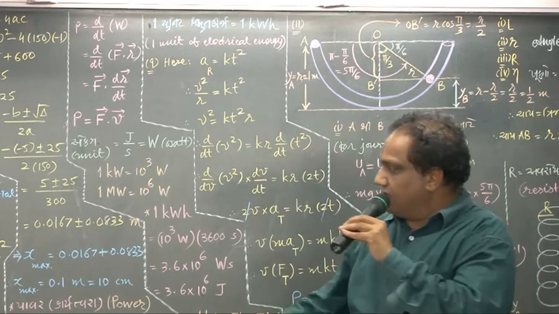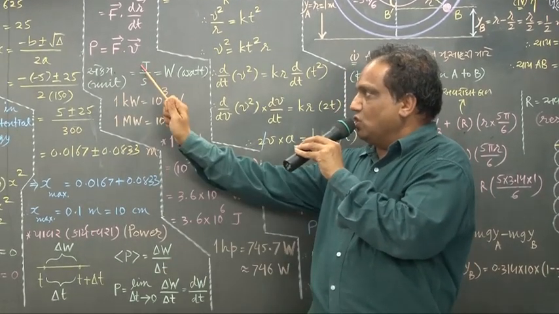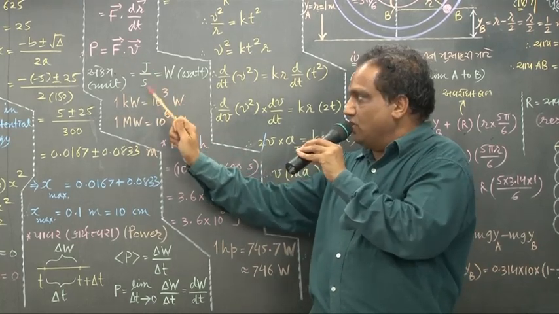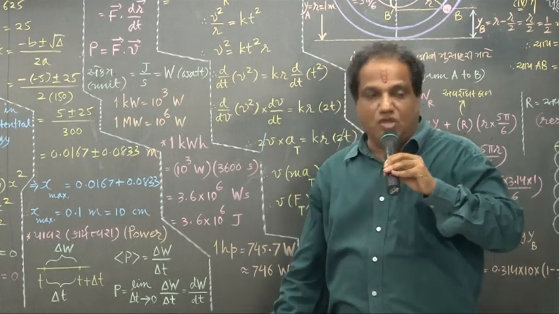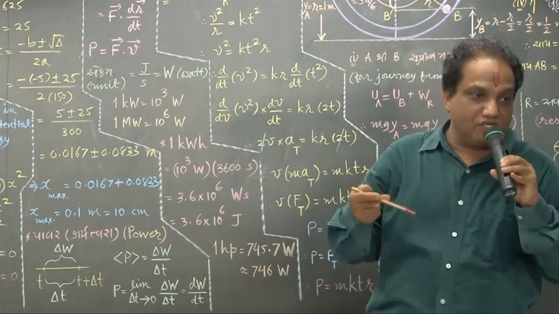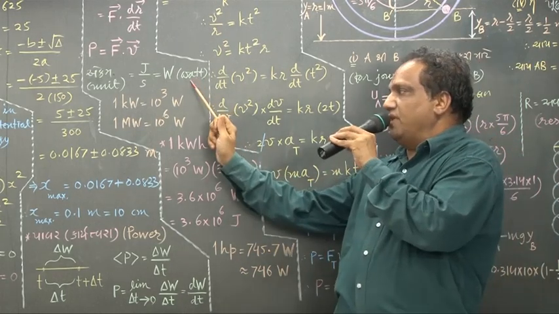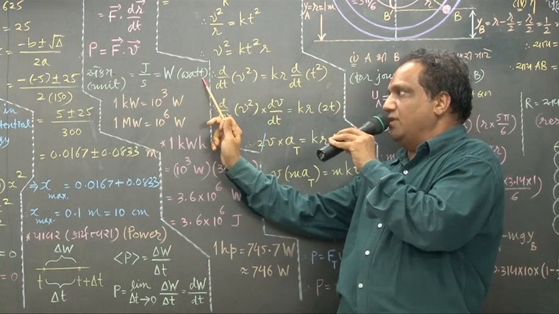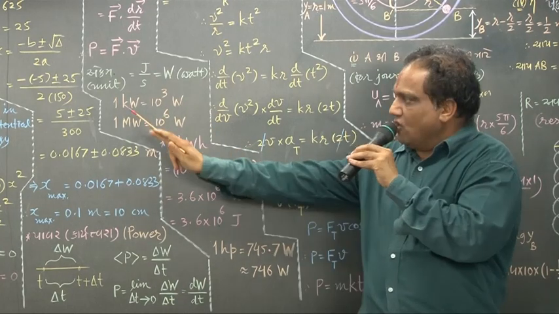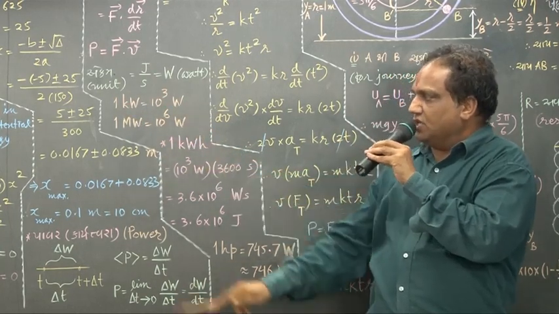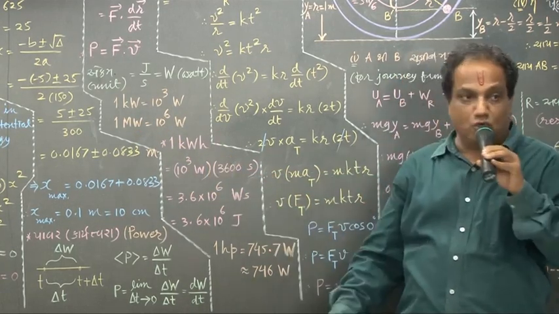What about the unit of power? It is the unit of work upon unit of time. The unit of work is joule, the unit of time is second. Joule upon second is called watt, in memory of the scientist James Watt, who prepared the first steam engine. It is shown by the symbol capital W. Watt means joule upon second. 1 kilowatt is 1000 watt. 1 megawatt is 10 raised to 6 watt.